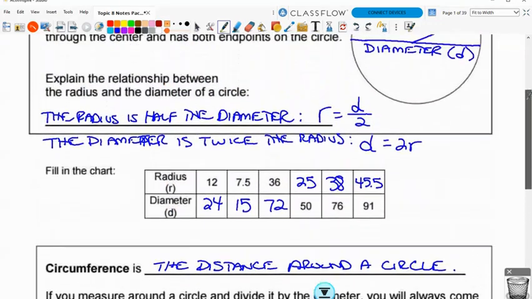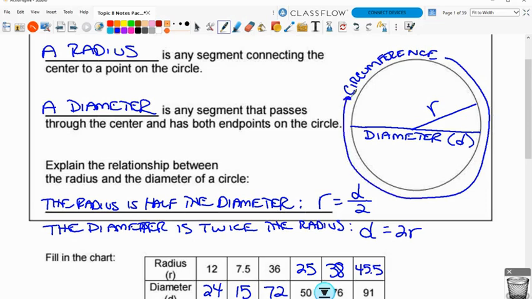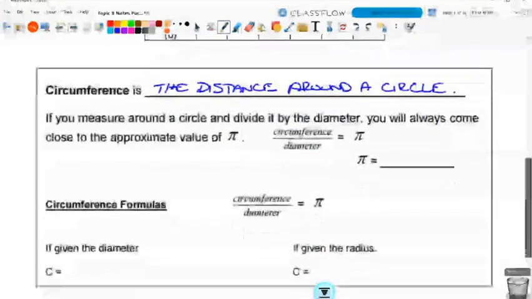And so if I take a look at my circle again, if I want to go around this circle, I'm calculating the circumference. Okay, so I'm going to label that here, the circumference. Again, that's the distance all the way around the circle. And that's what we're going to be practicing today, finding the circumference of a circle.